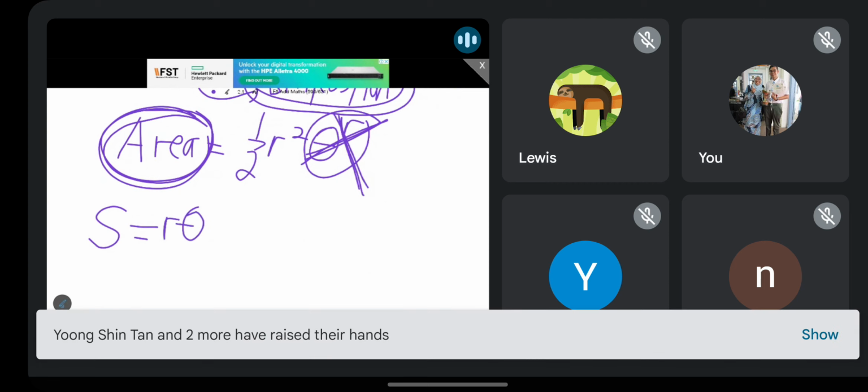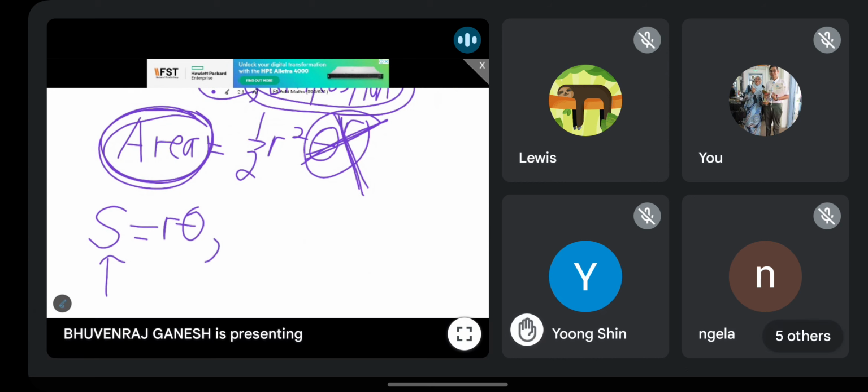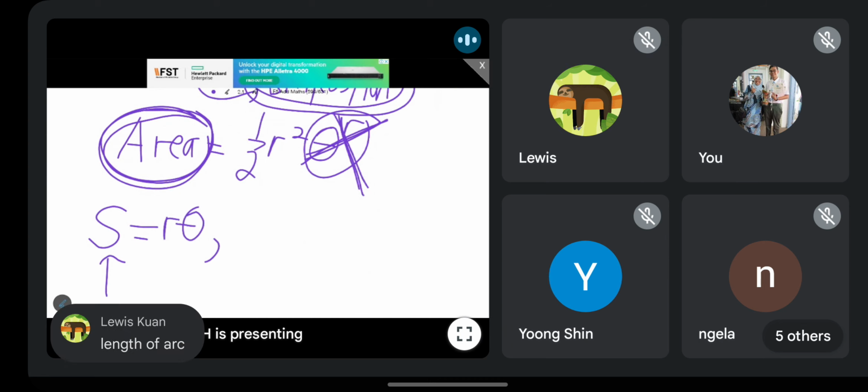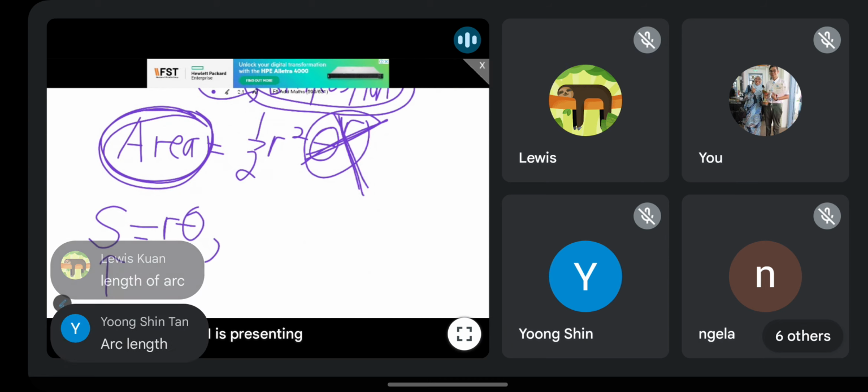S equals R theta. What is this formula used to count? Rumus ni untuk kira apa? Can you all remind me? We use this formula to count what? What is the quantity we count using this formula? Yes, panjang lengkok, the length of arc, correct.